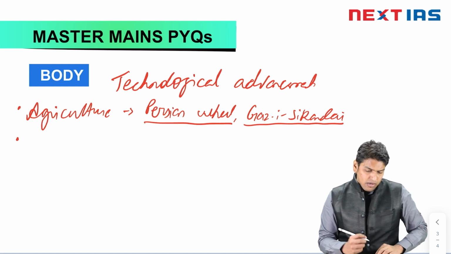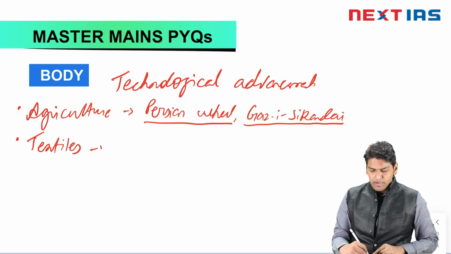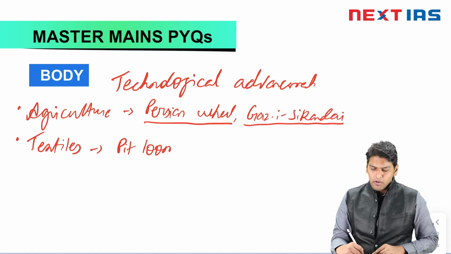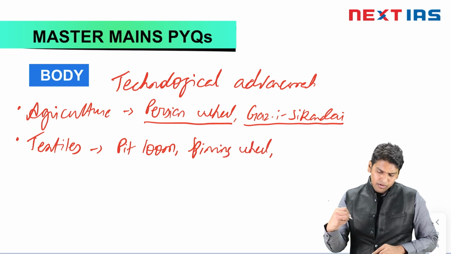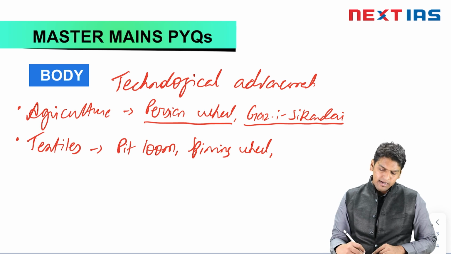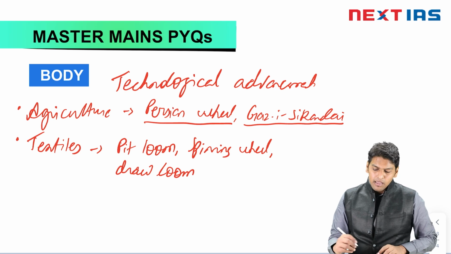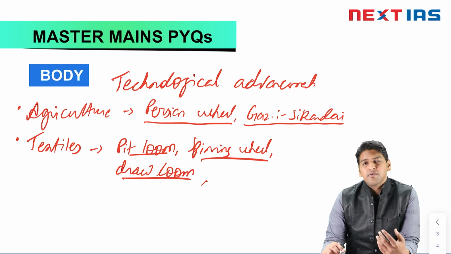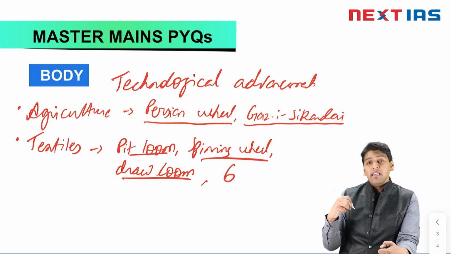Next contribution was in the field of textiles. The new ideas were like the pit loom, spinning wheel, and draw loom. These new technologies, new processes of textile making, increased the production by at least 6 times.